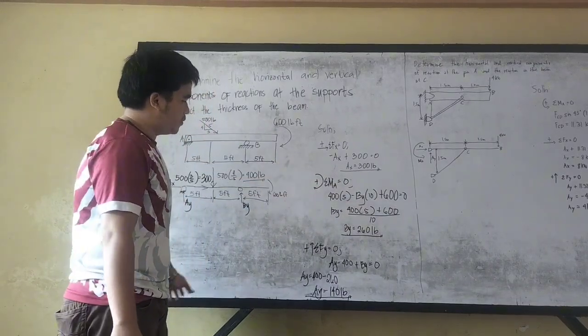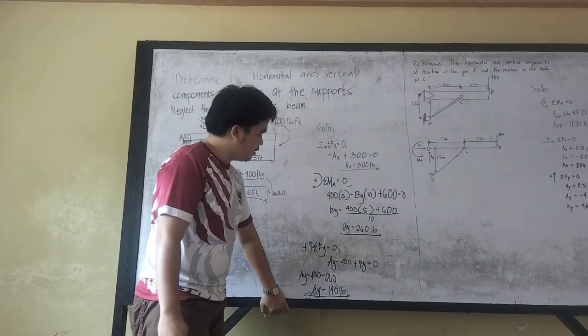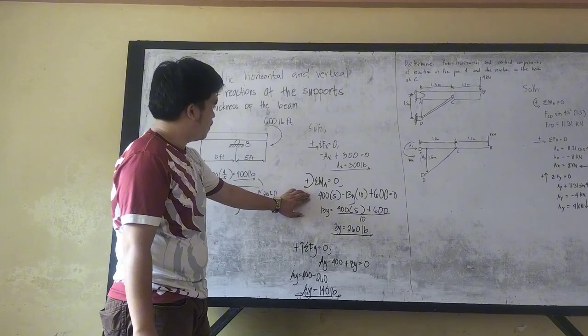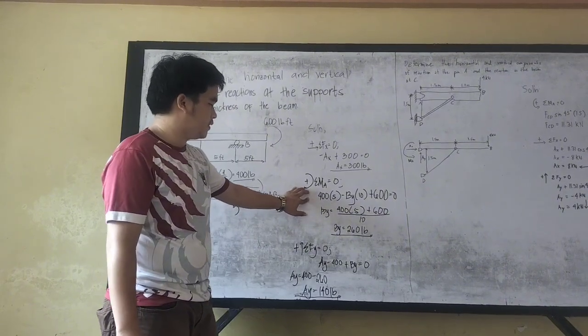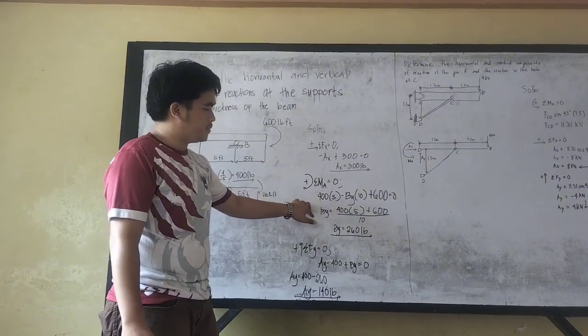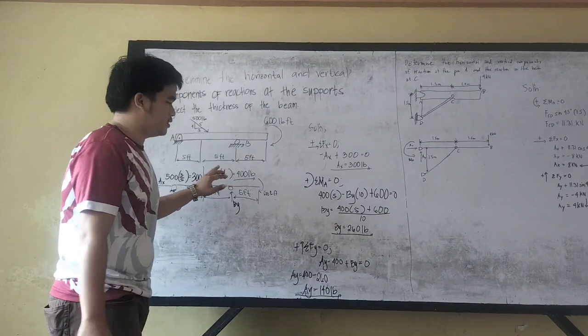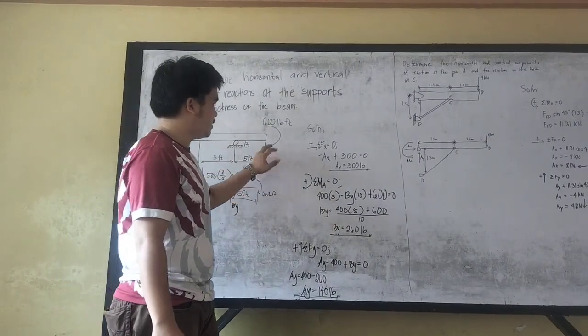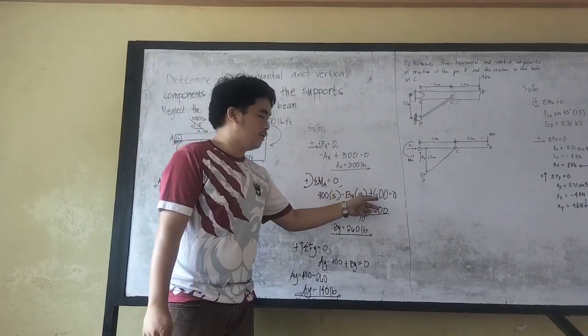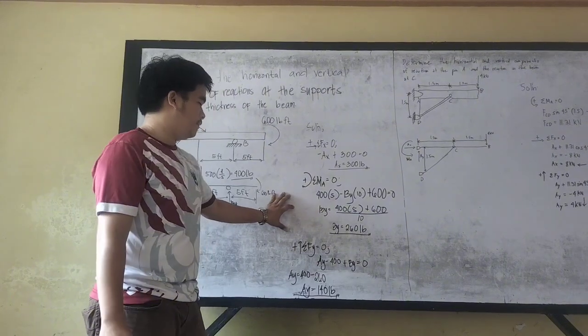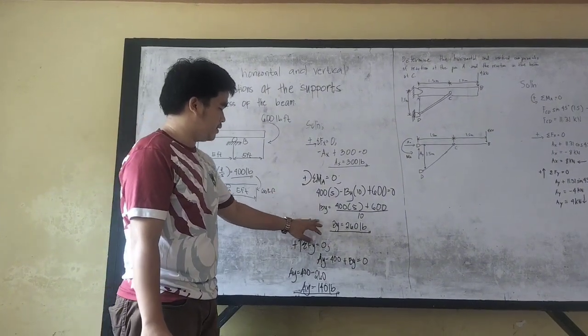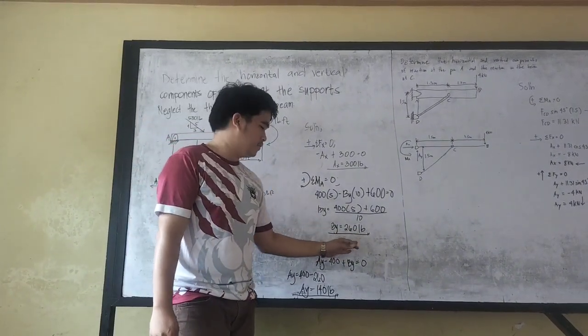Then the summation of moment at point A, so we have 400 and the distance is 5, minus Vy and the distance is 10 feet, plus 600 pound-feet of load. So our answer is 260 pounds.